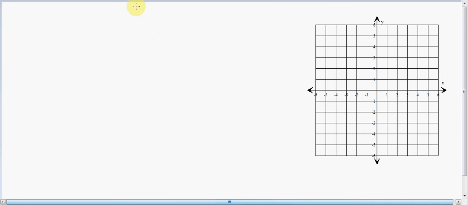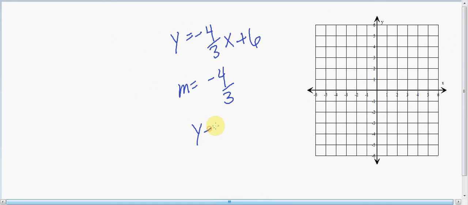Alright, the next equation we want to graph is an equation in slope-intercept form. So I'm going to write my equation here. y equals negative 4/3 x plus 6. And what I want to do is figure out my slope. That's in front of the x, so that's negative 4/3, and my y-intercept, which is the number hanging out by itself. That's 6.